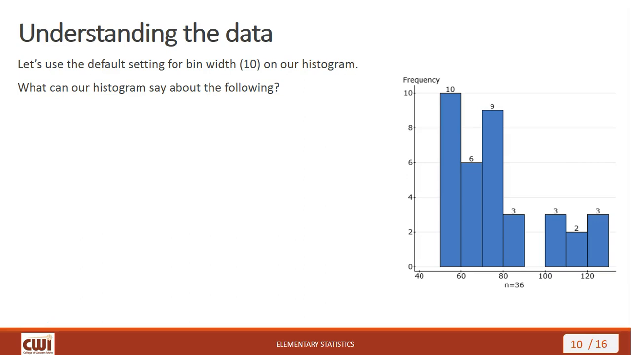So to continue, let's actually use that default setting on our histogram so we get that optimum number of bins. What can our histogram say about the following? First, what is the approximate number of straws with a length greater than 100 millimeters? I'll give you a moment. Look at your histogram. What's the approximate number of straws with a length greater than 100 millimeters?